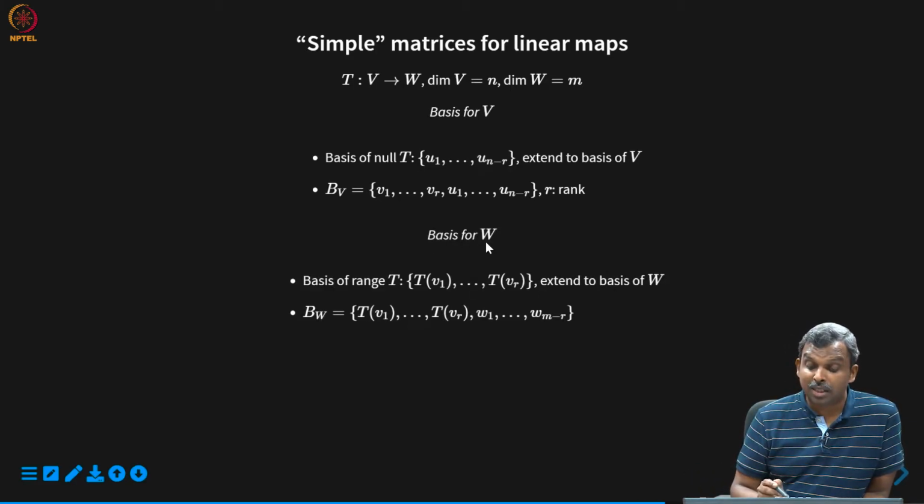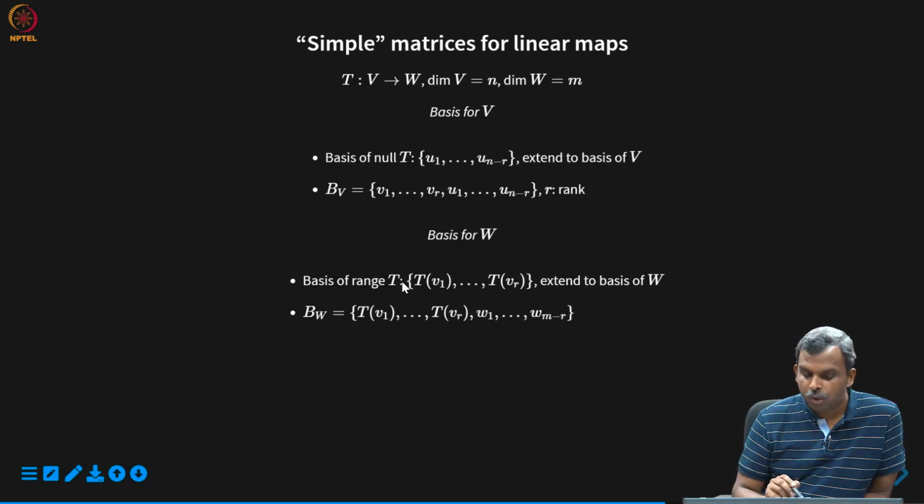Now, what about the basis for W, okay? You know this from one of the theorems, the fundamental theorem, in fact. The proof works like this. You pick a basis for the range of T. How do you pick the basis for the range of T? You know that T of V1 to T of VR will form a basis for the range of T, right? So this comes from the proof of the fundamental theorem. So you take that and extend it to a basis for W, okay?